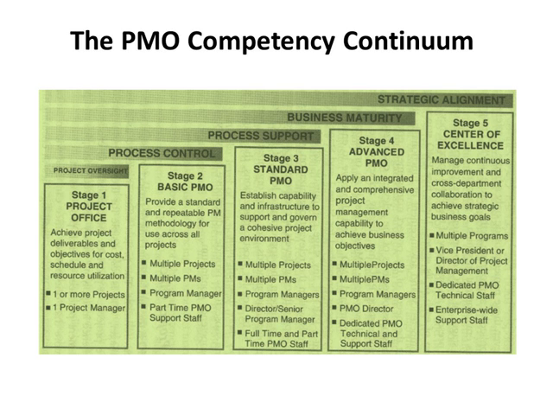In the fourth stage, which is the advanced stage, the organization strategy is linked to the project through the PMO. And stage 5 is called Center of Excellence, which manages continuous improvement and cross-department collaboration to achieve strategic business goals. Project management offices in most organizations exist at stage 3 or stage 4.